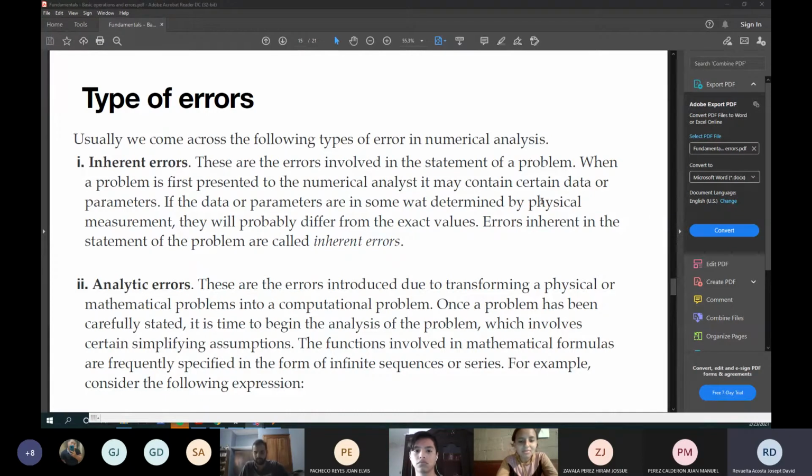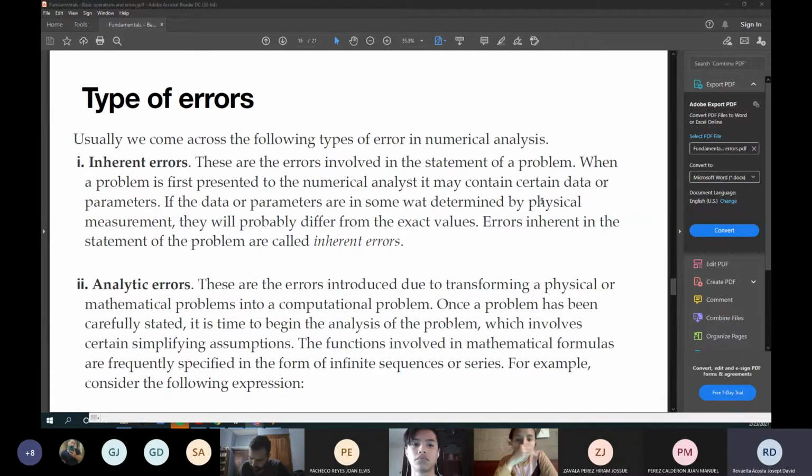And now, we go to actually the second definition. The second definition is then what we call analytic error, okay? These errors are introduced due to transforming a physical or mathematical problem into a computational problem.